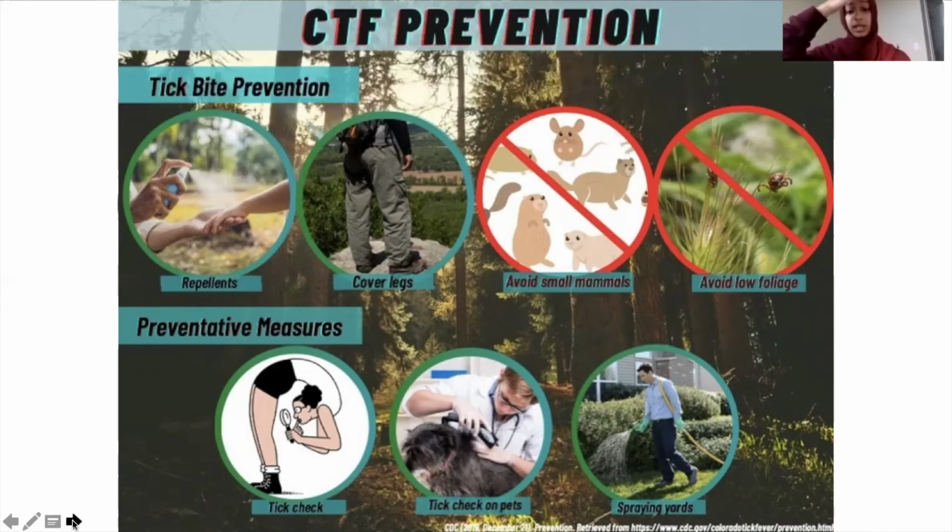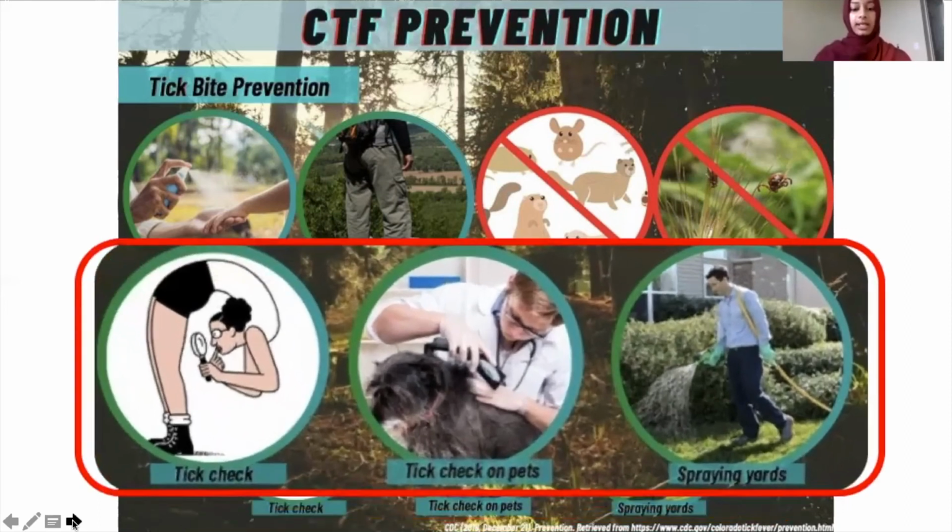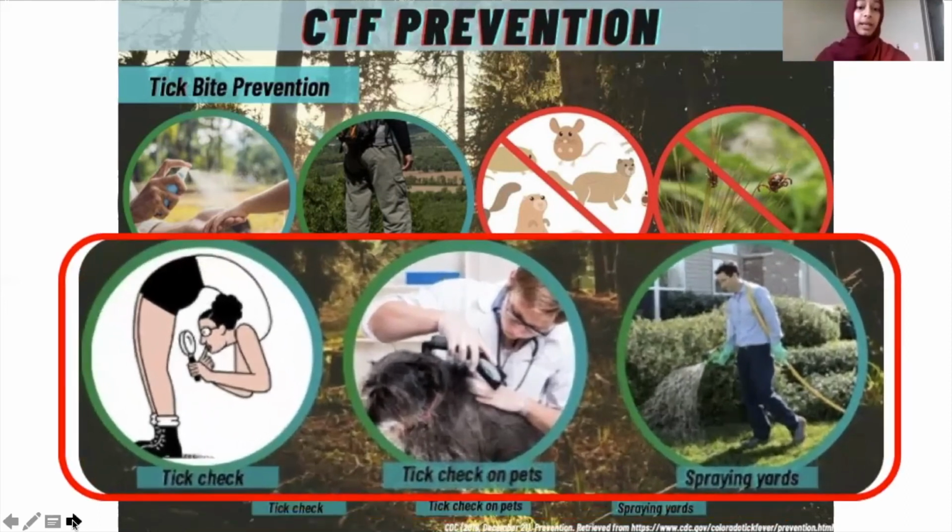Other preventive measures include doing a tick check when coming back indoors. As you can see from this animation, the lady is literally bending over backwards to look for ticks, which emphasizes that you should look all over your body because ticks are small and can be hiding anywhere. Same goes for your pets. When you come indoors, do a full body check on them to ensure that there are no tick bites or ticks still attached to your pet.